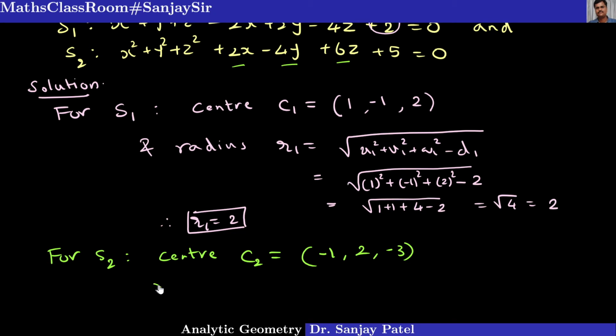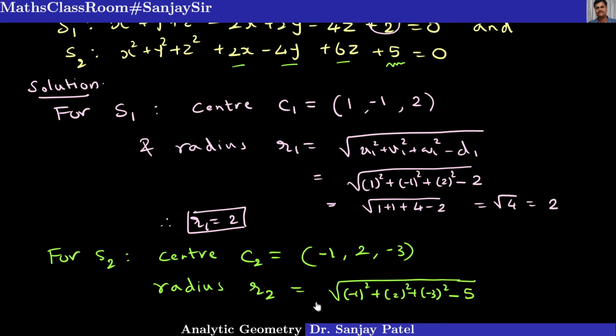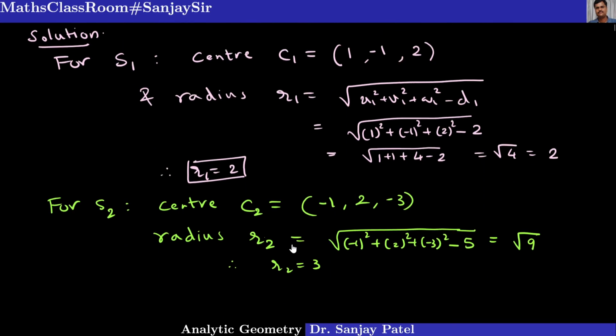And the radius, now I am writing directly using that formula, R2 is equal to square root of u square plus v square plus w square minus d. Here the d value in this second sphere is 5. So it is minus 1 square plus 2 square plus minus 3 square, u square plus v square plus w square minus d. d is 5. So it will be like this. And if you simplify, this is 1 plus 4, that is 5, 5 plus 9, so it is 14, and 14 minus 5 is 9. So this is square root of 9. And so the value of the radius R2 therefore is 3. So R2 is equal to 3.